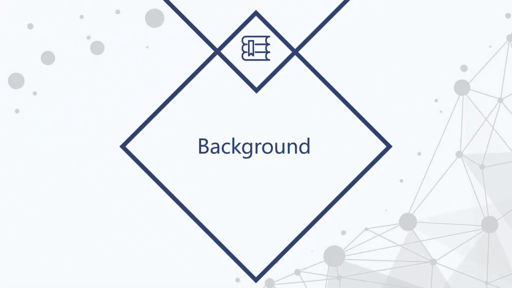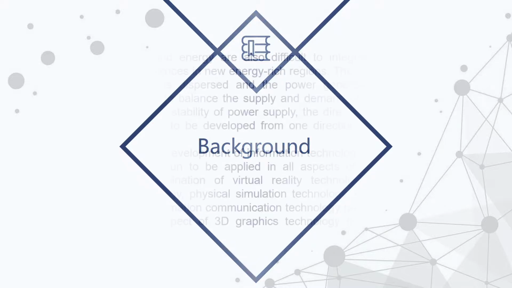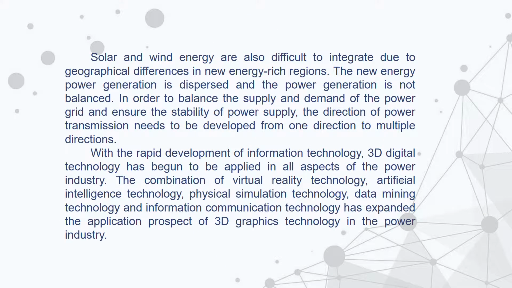And the second part is the background. This part shows where these concepts come from. The solar and wind energy are also difficult to integrate due to geographical differences in new energy-rich regions. The new energy power generation is dispersed and the power generation is not balanced. In order to balance the supply and the demand of the power grid and ensure the stability of power supply, the direction of power transmission needs to be developed from one direction to multiple directions.